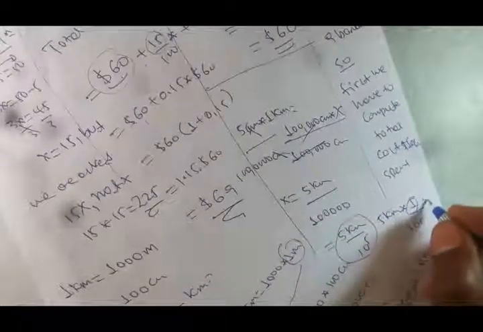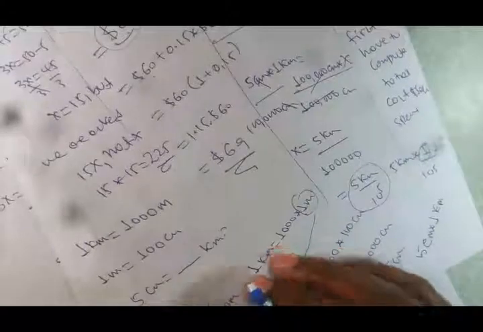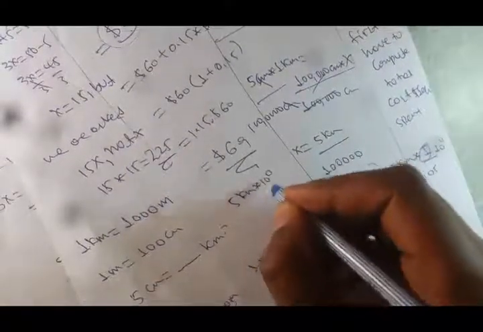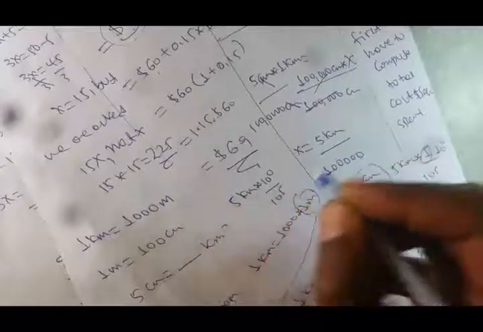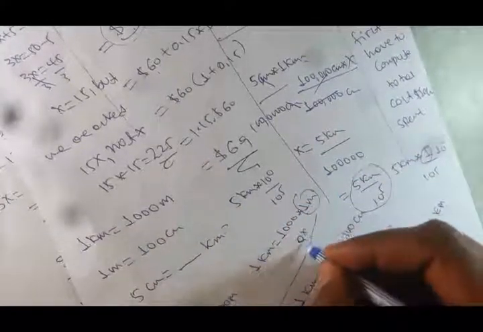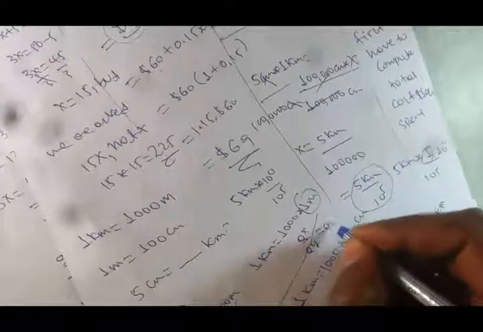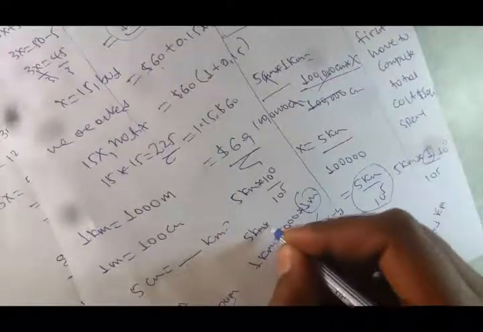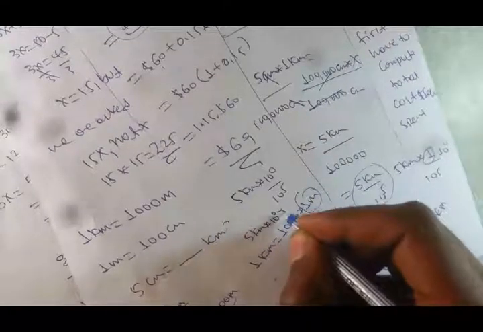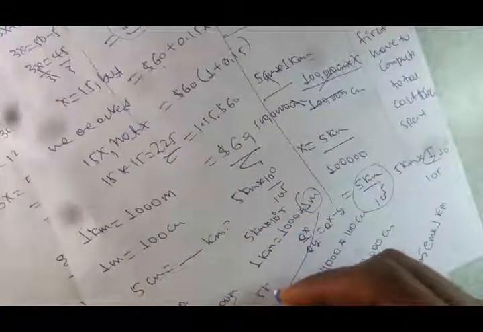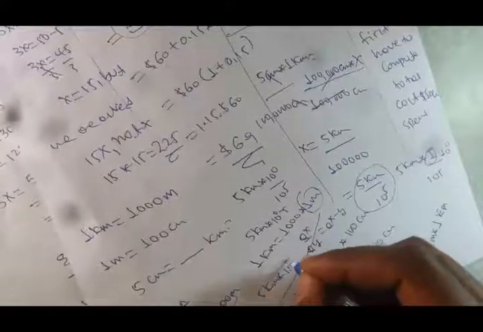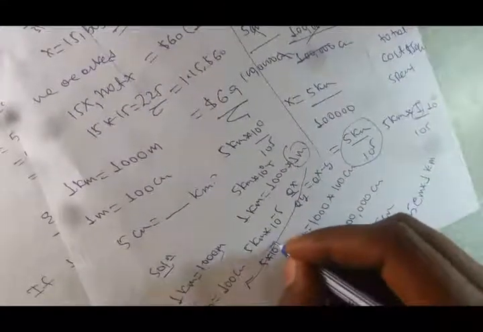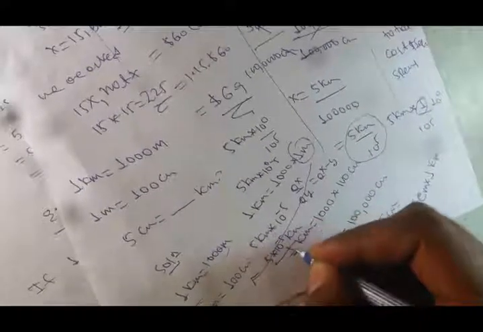And 1 can also be written as 10 raised to 0. Therefore 5 kilometers times 10 raised to 0 over 10 raised to 5, and we know that a raised to x over a raised to y is equal to a raised to x minus y. Therefore 5 kilometers times 10 raised to 0 minus 5. This is equal to 5 kilometers times 10 raised to minus 5, or 5 times 10 raised to minus 5 kilometers.